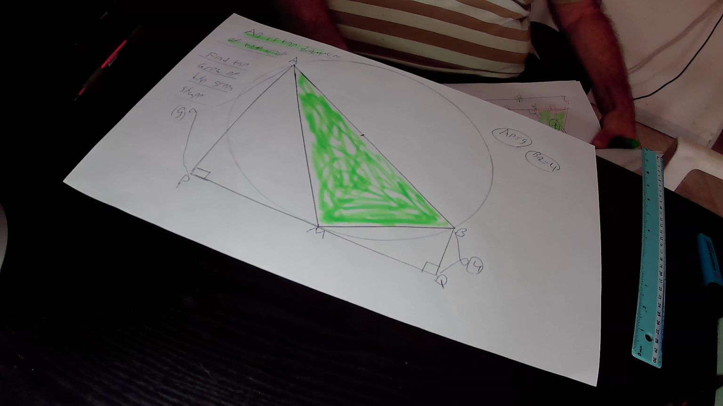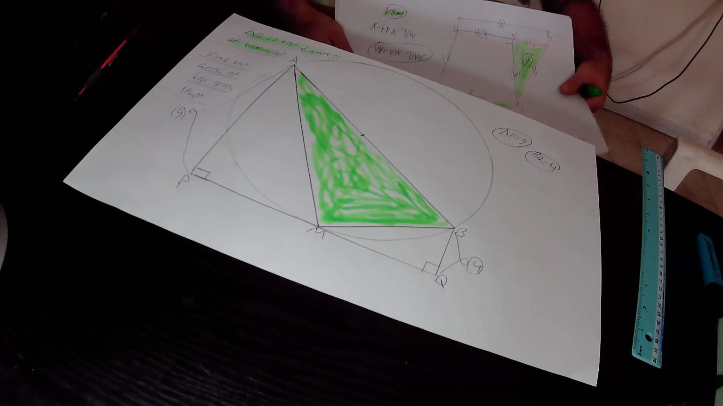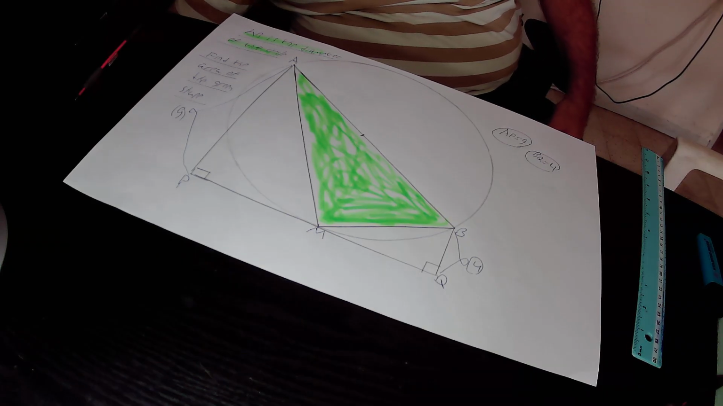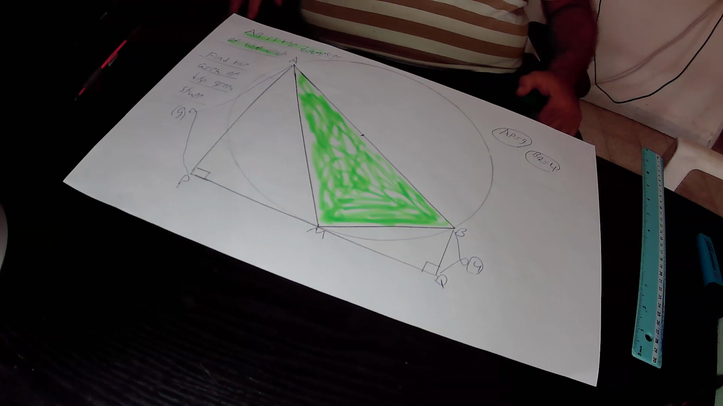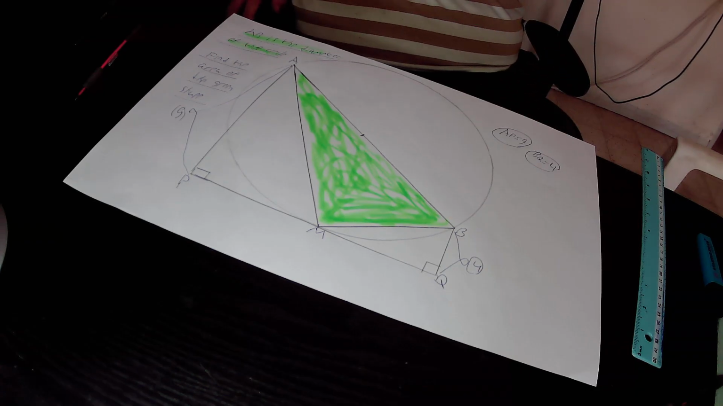Okay, we finished with the first question. So, in the next step, I present you with the second question and solve the second question of this lecture. In the second question, our task is to find out the area of this green shape.